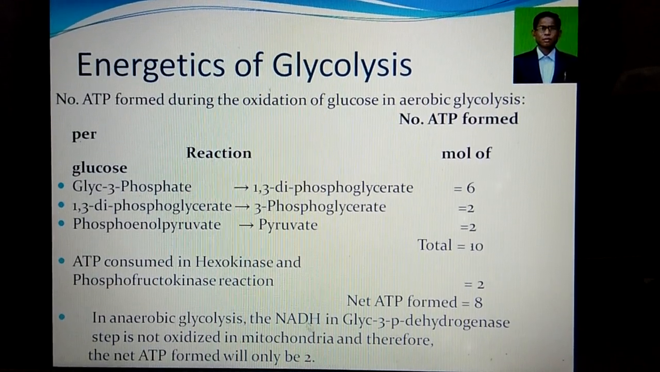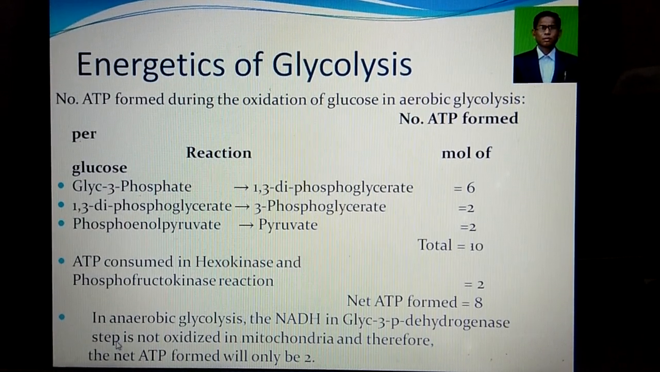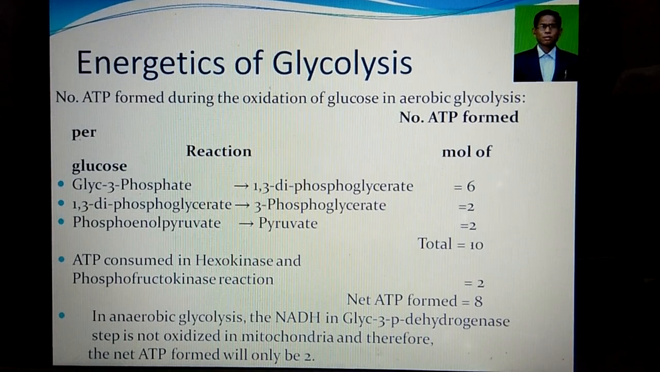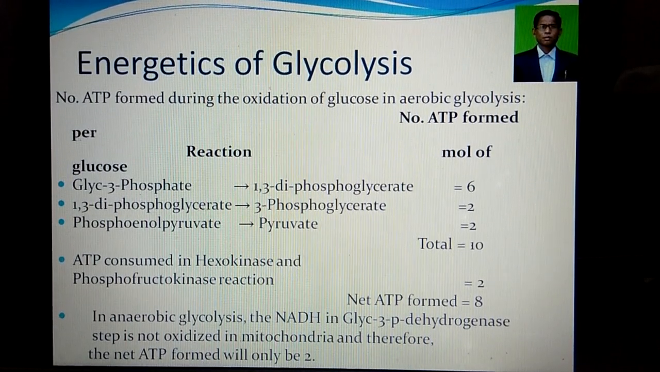In anaerobic glycolysis, the reduced NAD in the glyceraldehyde 3-phosphate dehydrogenase step is not reoxidized in the mitochondria, and therefore the net ATP formed will be only 2. This is about glycolysis.